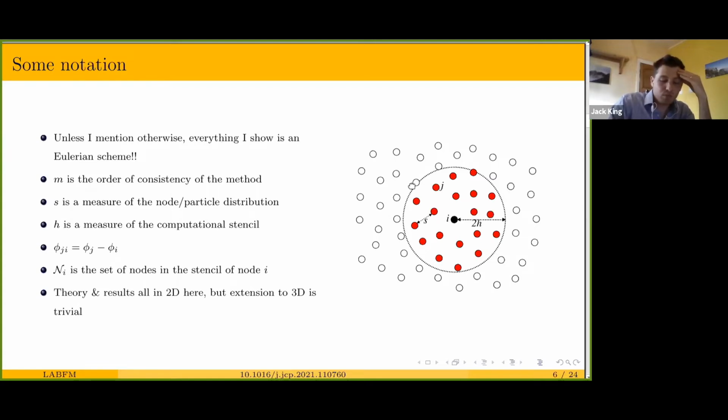The stencils look just like SPH stencils. And I'll denote the characteristic node or particle spacing as S, and the characteristic length scale of the stencil as H, which is akin to a smoothing length. And it's worth noting that node volumes and masses don't really enter into the formulation at all, because this is really based on polynomial interpolation of the data within this stencil.